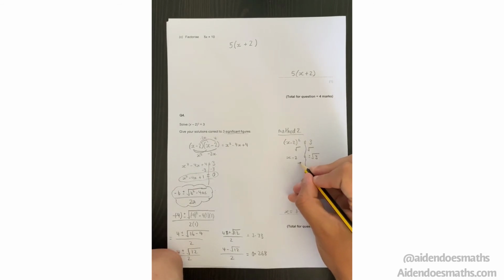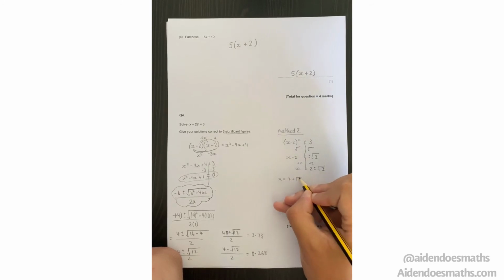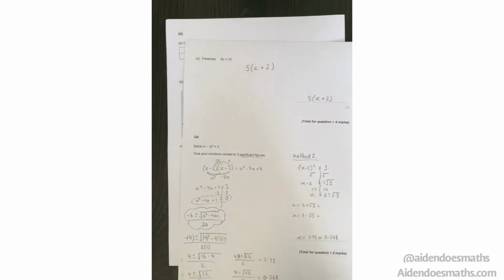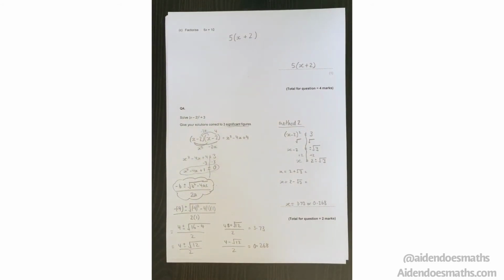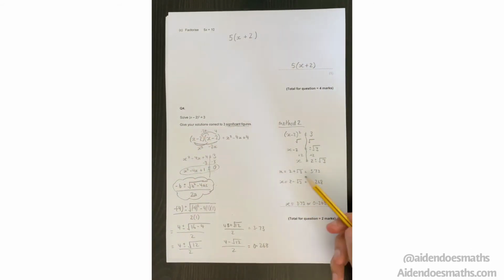Our last thing then, just to get x on its own, we're going to add the 2. So we can say 2 plus or minus root 3 for our solutions. So x equals 2 plus root 3, x equals 2 minus root 3. Let's have a look at what those answers would be. So 2 plus root 3 gives us 3.73. And 2 minus root 3 gives us 0.268. Exactly the same solutions for both methods.